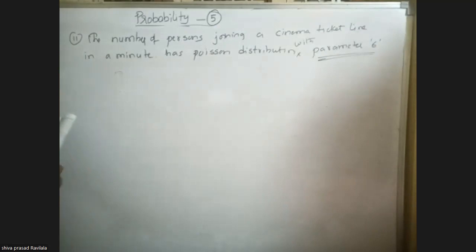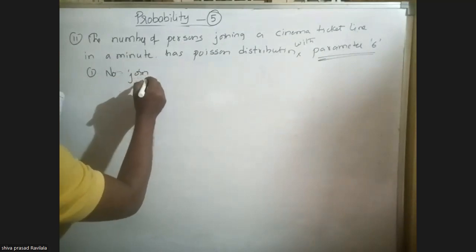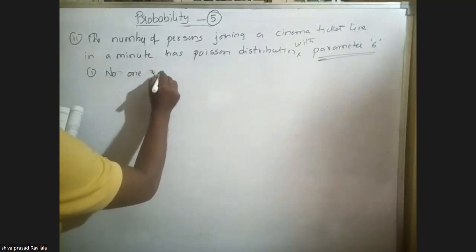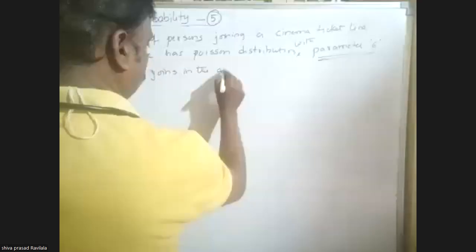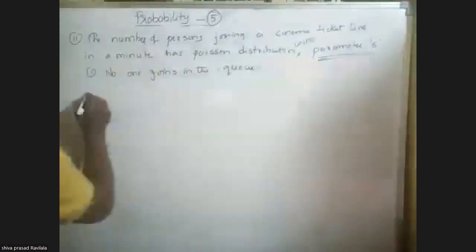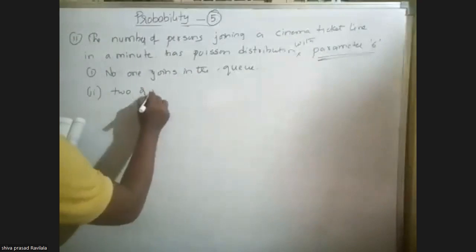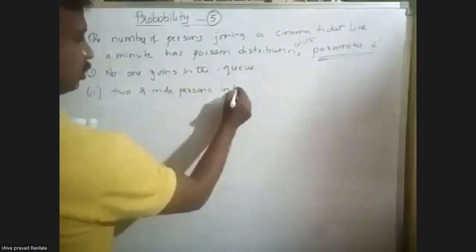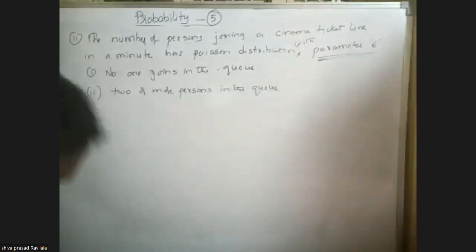In this condition, find the probability that, first one, no one joins in the queue, and second one, 2 or more persons in the queue. No one joins in the queue, and 2 or more persons in the queue.